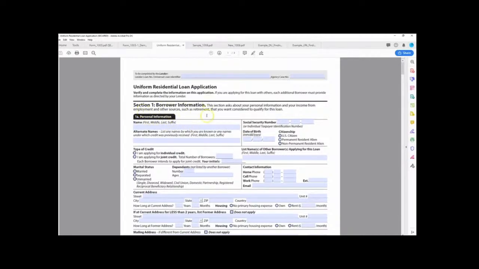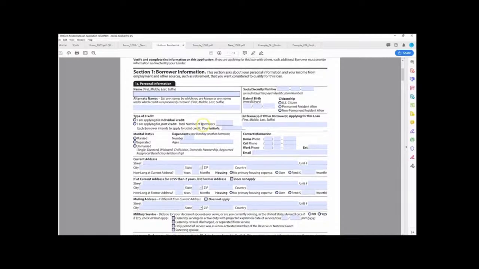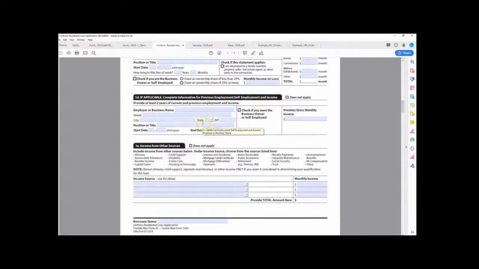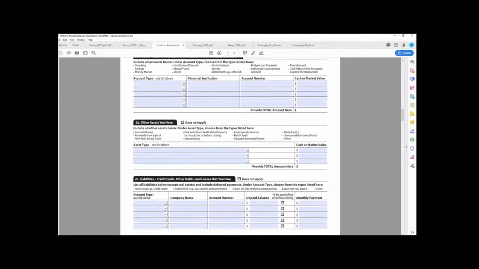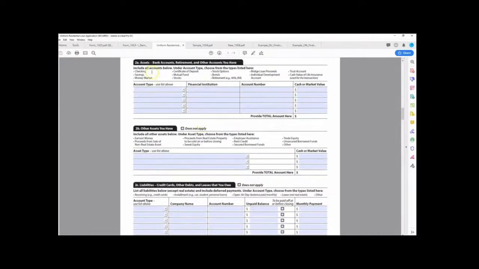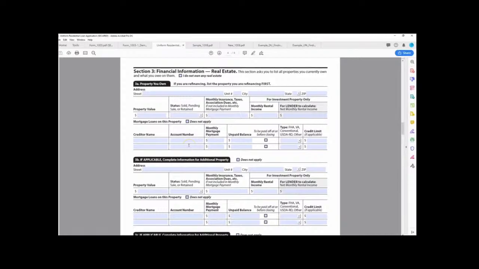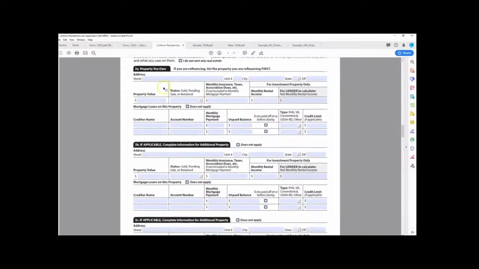Section 1 is the borrower's information. Again, anything that's related to the borrower's personal information: name, social security number, address, prior address, military status, language spoken. The next thing, income sources on 1E. Part 2 is the assets and bank account information, liabilities too. Okay, scroll down. Part 3 is the financial information on real estate, so any real estate that they own has to be listed there.